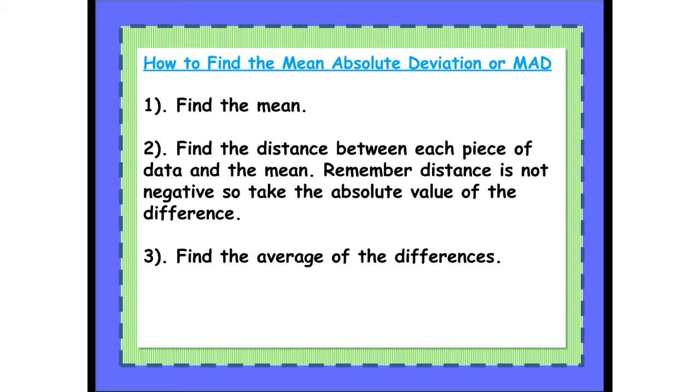Okay, here's the step-by-step on how to find the MAD for a problem. Step 1, you have to find the mean. Step 2, find the difference between each piece of data and the mean. Remember, distance is not negative, so we want the absolute value of the difference. And 3, find the average of those differences. In other words, you're going to find the mean of all the differences.